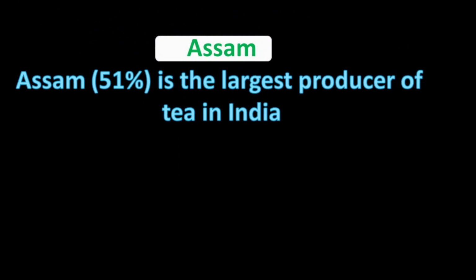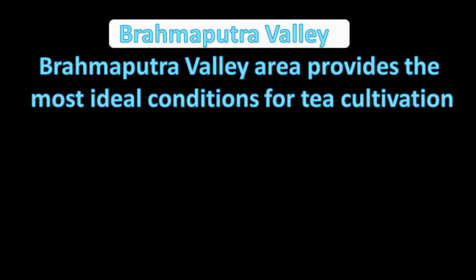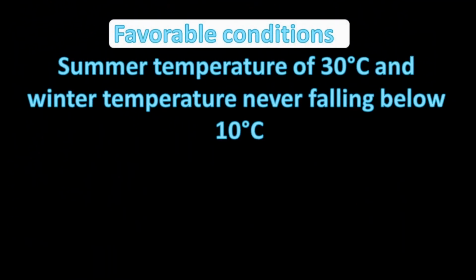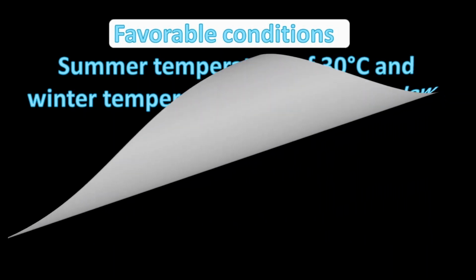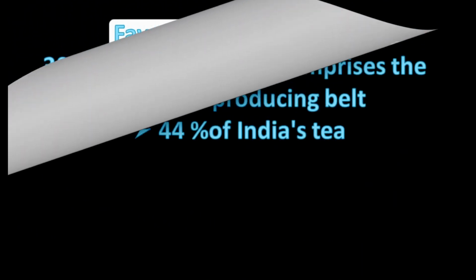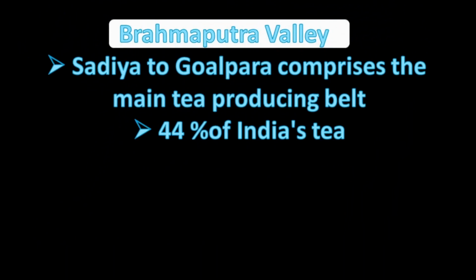Assam. Assam, with 51%, is the largest producer of tea in India. The Brahmaputra Valley provides the most ideal conditions for tea cultivation. Favorable conditions: 1. A summer temperature of 30 degrees Celsius and a winter temperature never falling below 10 degrees Celsius. 2. Frost-free weather throughout the year. 3. 300 to 400 centimeters of annual rainfall extended over 9 months. The Brahmaputra Valley, extending from Sadiya to Goalpara, comprises the main tea-producing belt. It accounts for 44% of India's tea.